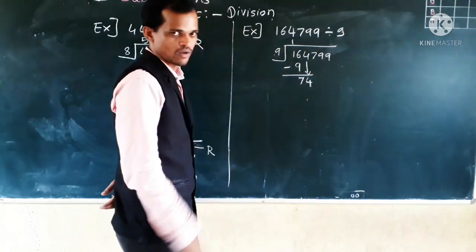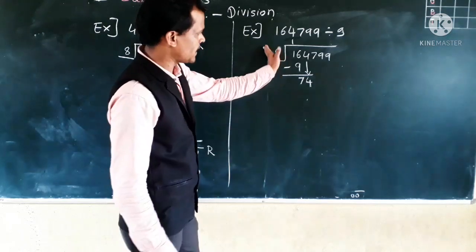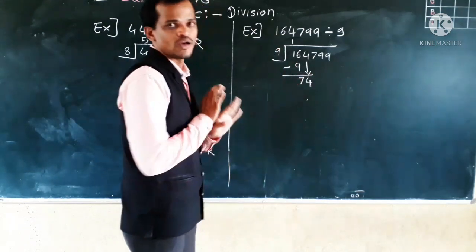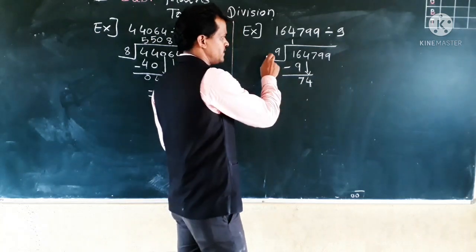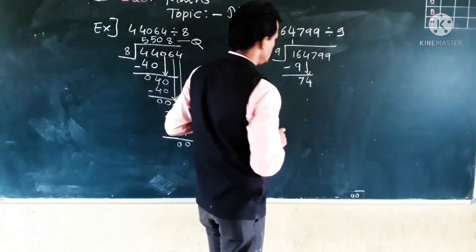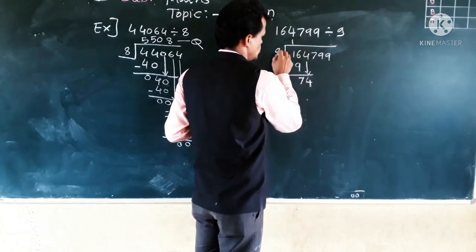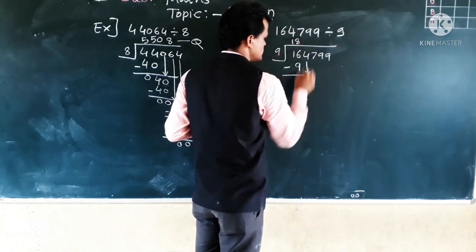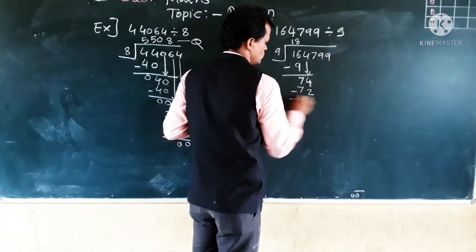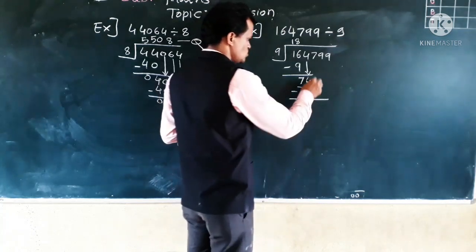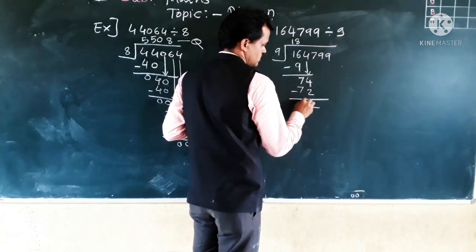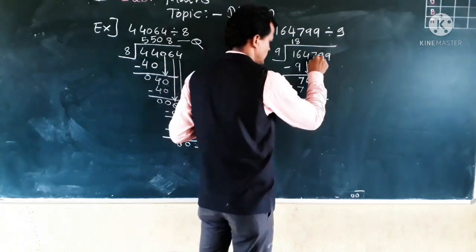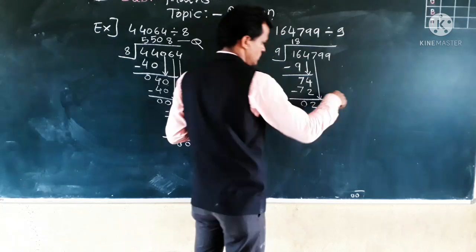Decide whether this 74 is divisible by 9 or not. You have to recite the table. Okay, so in the table of 9, 74 does not come. So which is the smaller number than 74 that comes in the table of 9? That is 72. Okay, so 9 8s are 72. Do this subtraction. 4 minus 2, 2, and 7 minus 7, 0. Then next step, take this 7 down here.